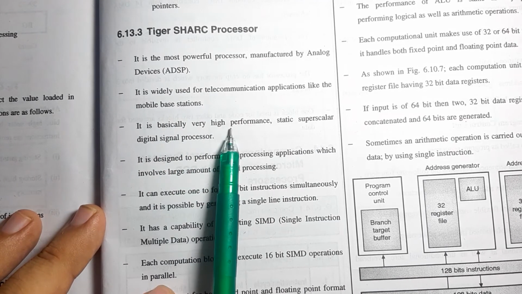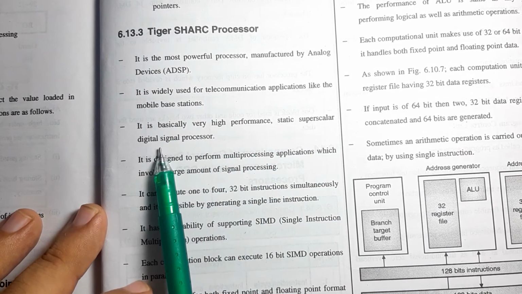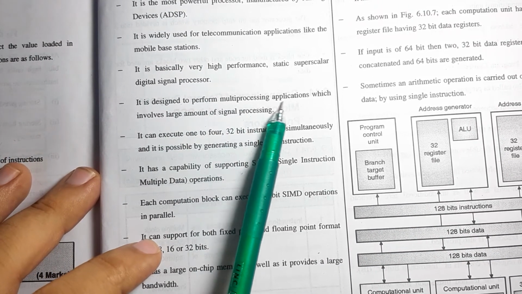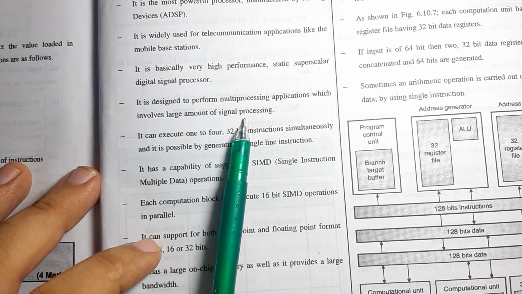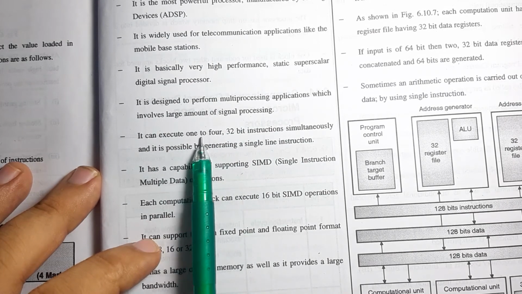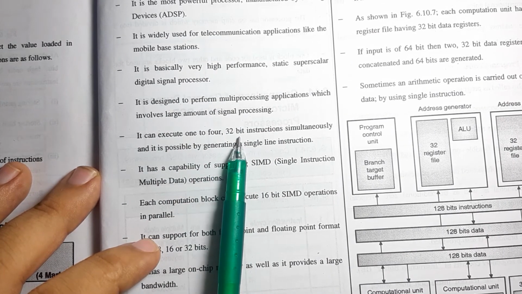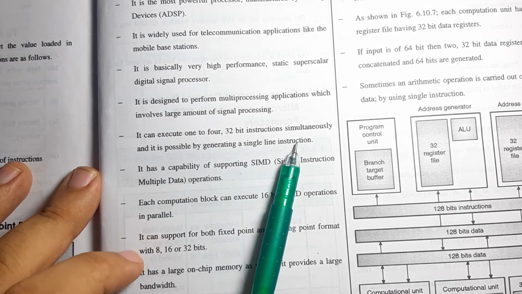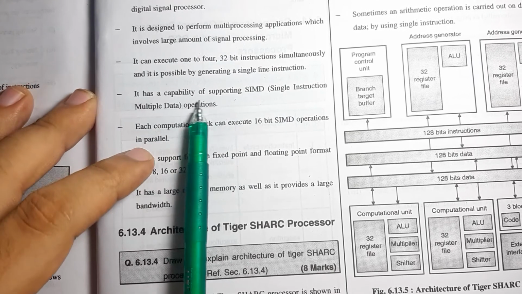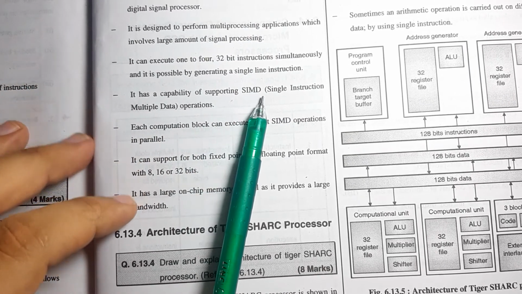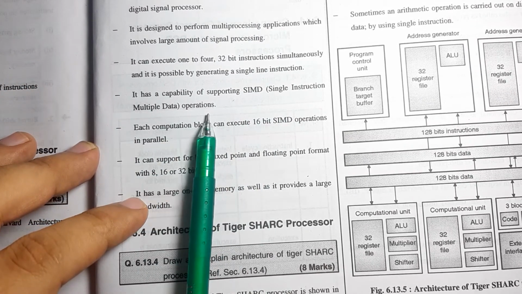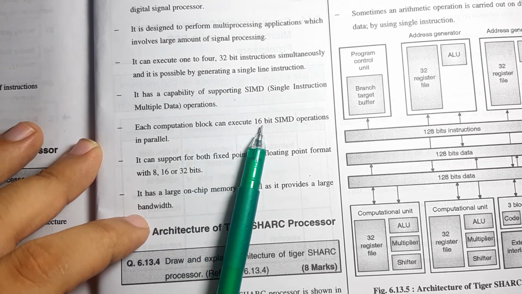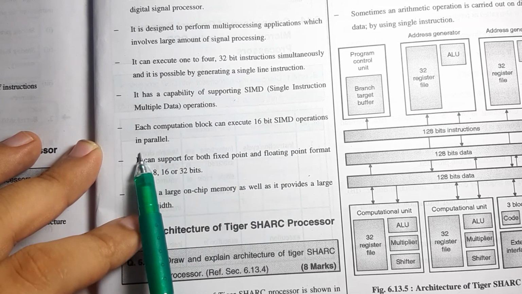Now, it is basically a very high performance static superscalar DSP. It is designed to perform multiprocessing applications which involve a large amount of signal processing. It can execute 1 to 4 32-bit instructions simultaneously, and this is possible by generating a single line instruction. It has the capability of supporting SIMD, or single instruction multiple data, operation. Each computation block can execute 16-bit SIMD operations in parallel.